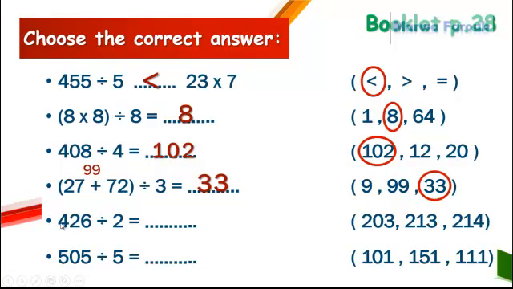Next one. 4 divided by 2 equal 2. And 2 divided by 2 equal 1. And 6 divided by 2 equal 3. So we got 213. Put a circle around it.